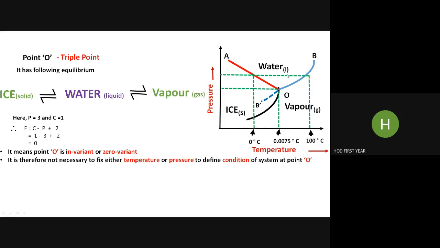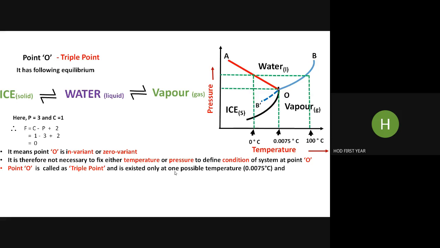In case of area, we got F is equal to 2. So how do we define it? Both temperature and pressure must be fixed to define condition of system at any point in any area. But now the situation is F is equal to 0. Okay, so system is 0 variance. So no need to define either temperature or pressure because this is a unique system and its parameters are fixed by nature. Okay, we cannot interfere. So point O is called as a triple point.